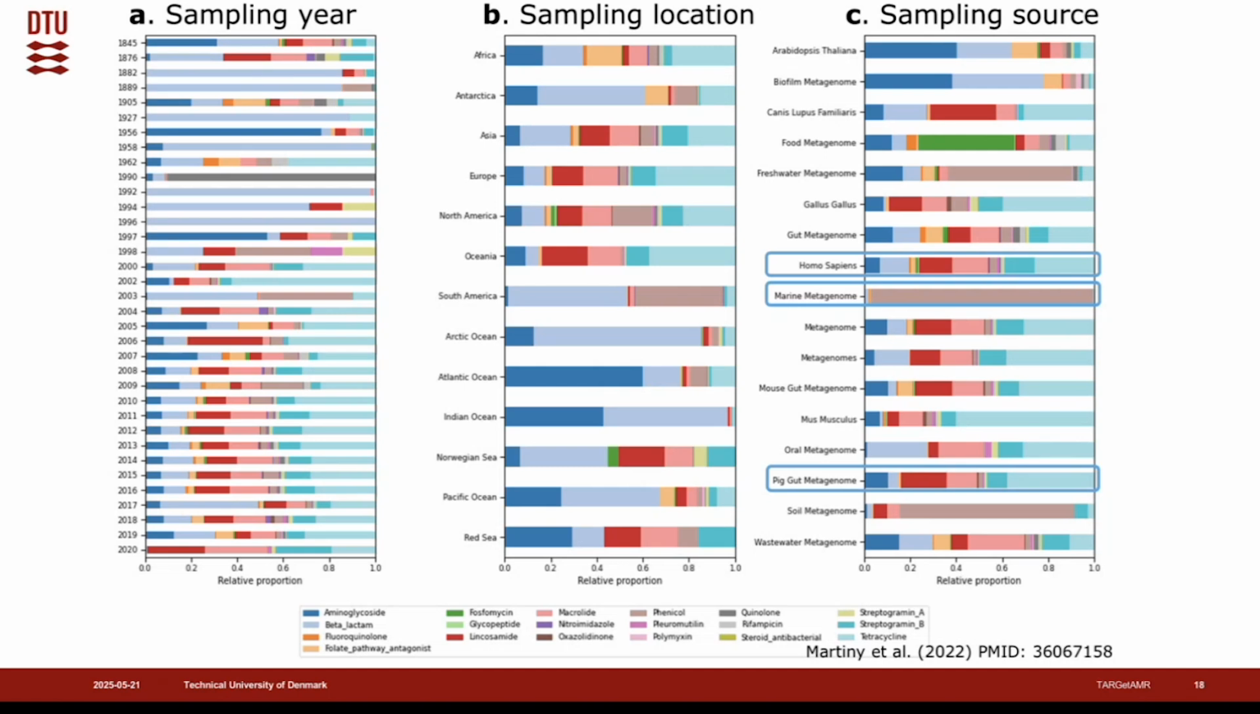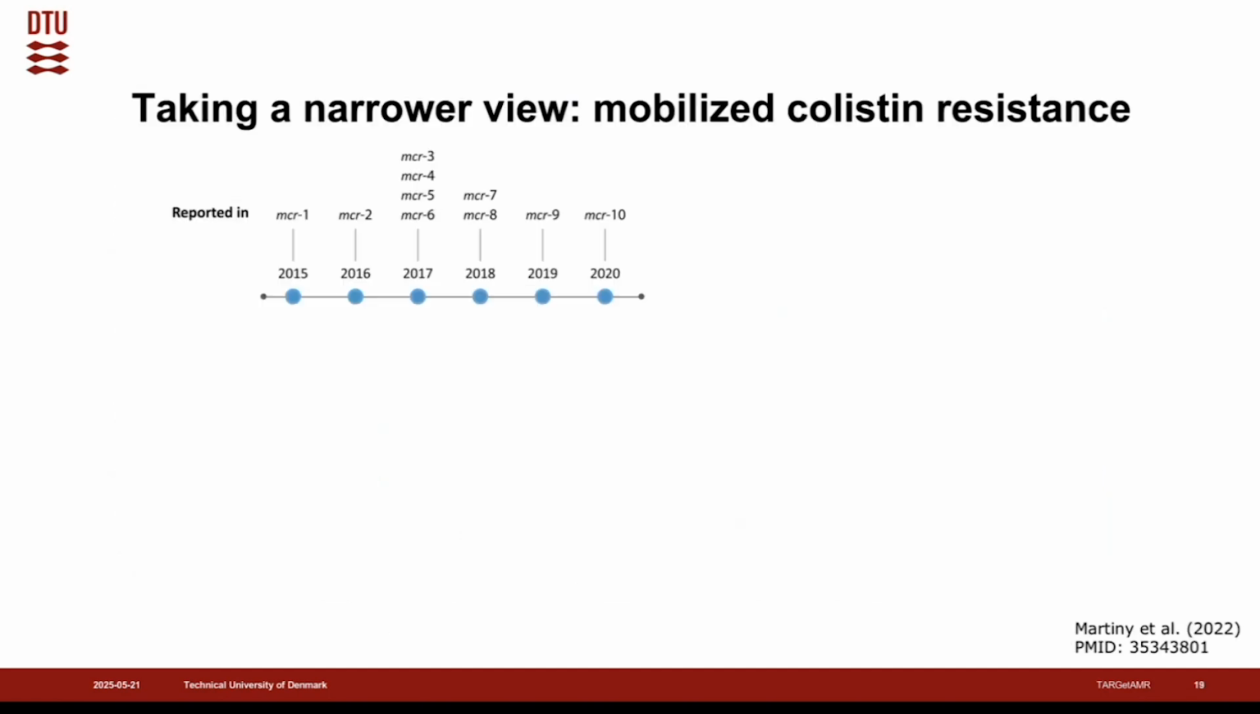I've done 2 published studies with this, on how we can use this data. One of them is that we can really dig into it. We can look at a very few genes and really study where they occur. We took the example of colistin, or polymyxin, resistance. I know we already heard a little bit about colistin.